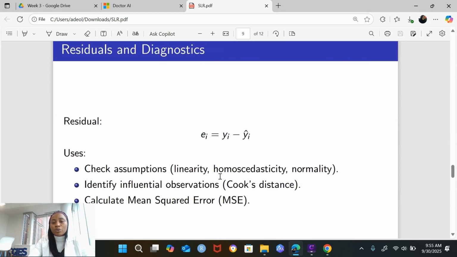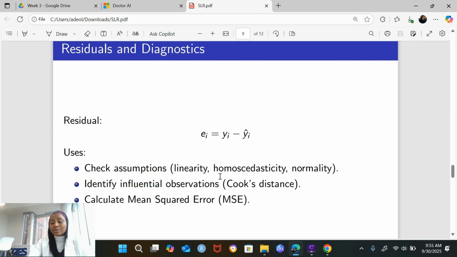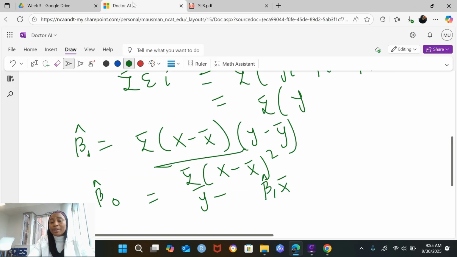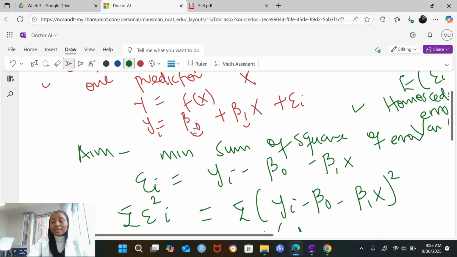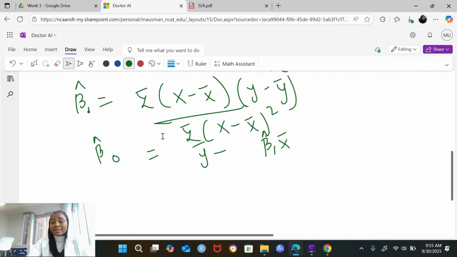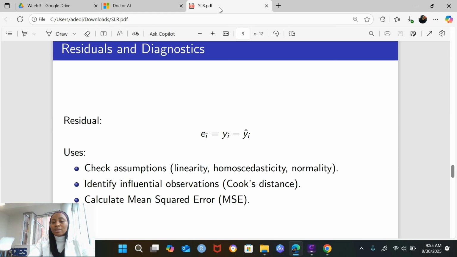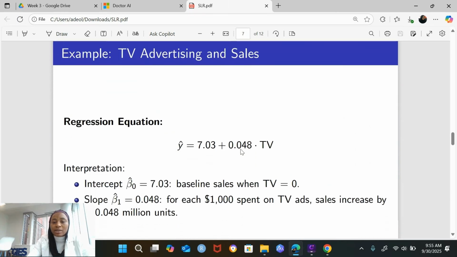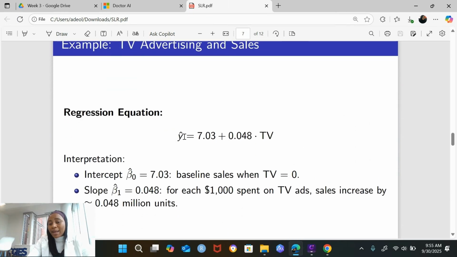Another thing we do is what we call a diagnostic check on the residual. I said earlier that the residual part accounts for all other variability that cannot be explained by the predictor variable. Remember, the model is saying that y is beta naught plus beta 1 x. But when we fit the model, this is where we have the y hat, right?